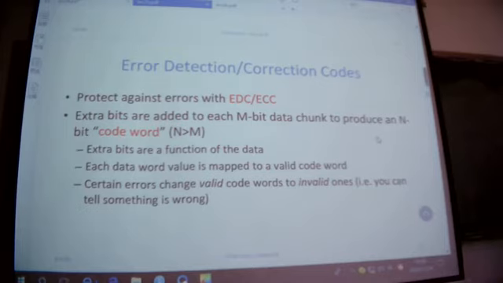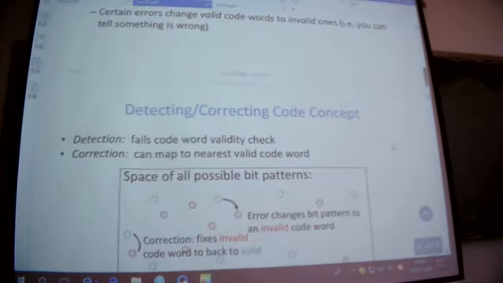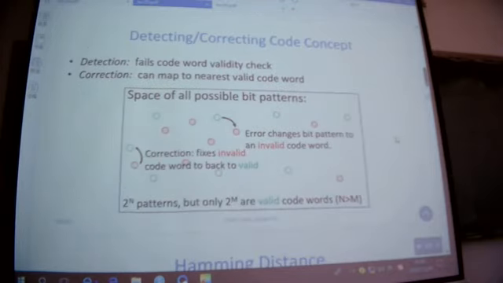Protect against errors with ECC. Extra bits are added to each n-bit data chunk to produce an n-bit code word. So this is some method. Okay, this is the ECC concept. We can see detection and correction.